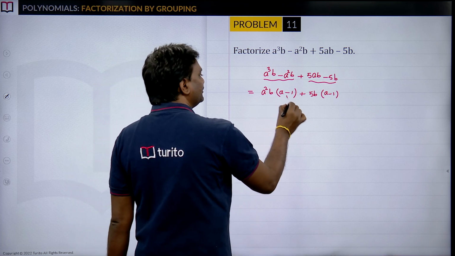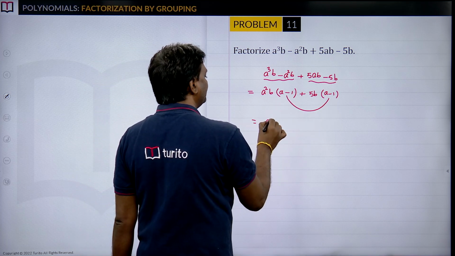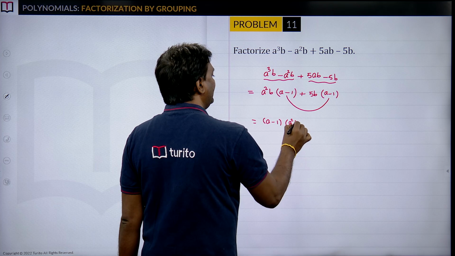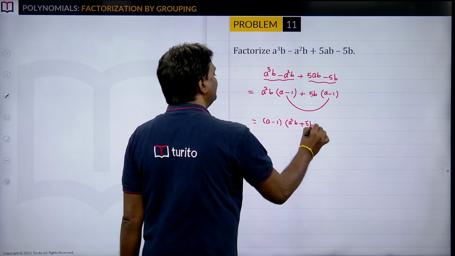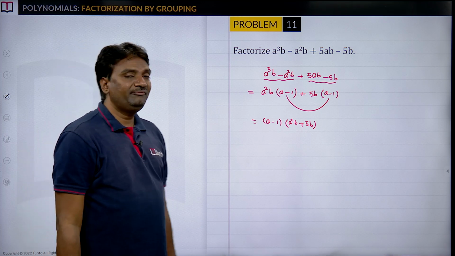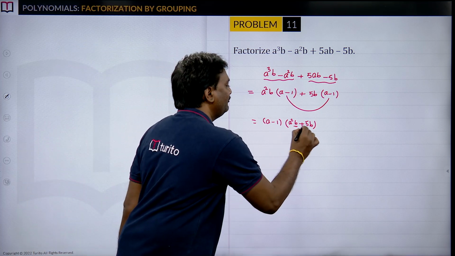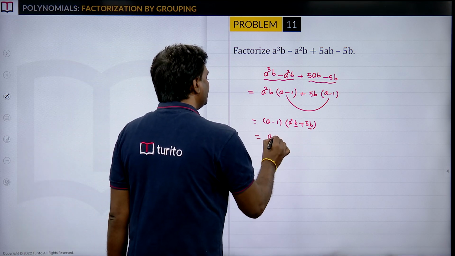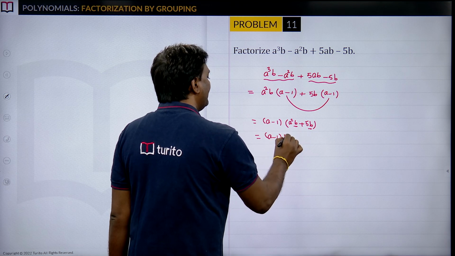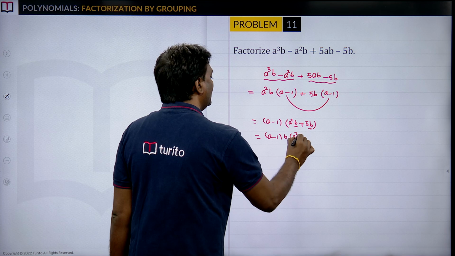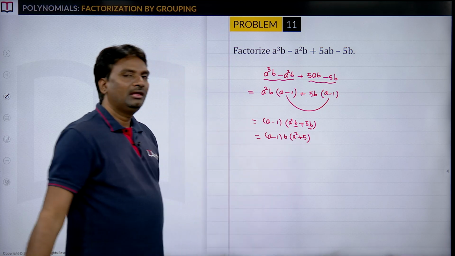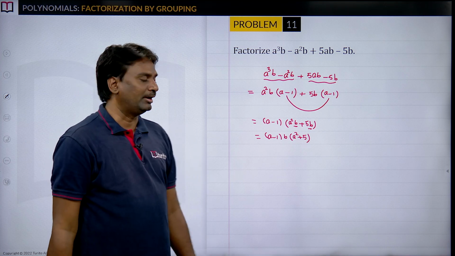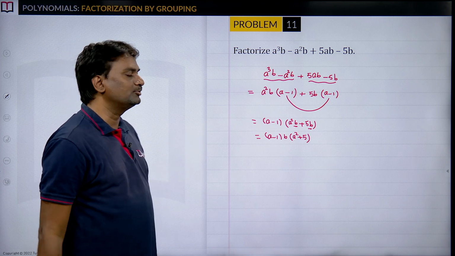Again by taking this a minus 1 as common, you will get a minus 1 into a square b plus 5b. By observing the two terms in the second bracket, again we can take b as common. So, that is a minus 1, and by taking b as common from the second bracket, we got b of a square plus 5. So, a minus 1 into b into a square plus 5.